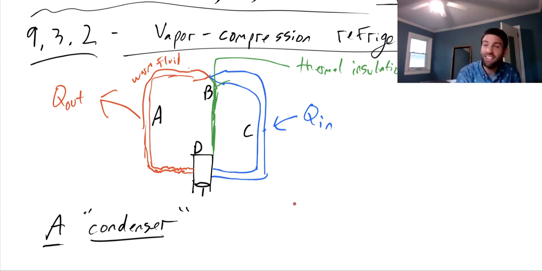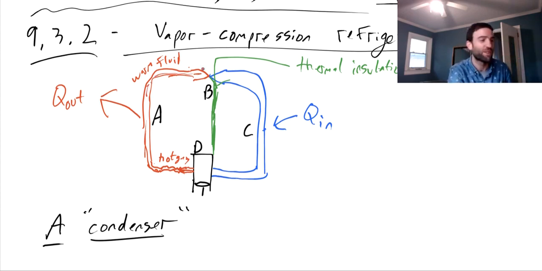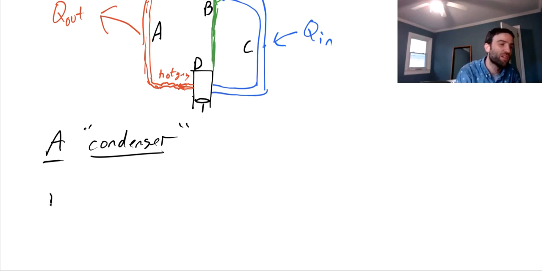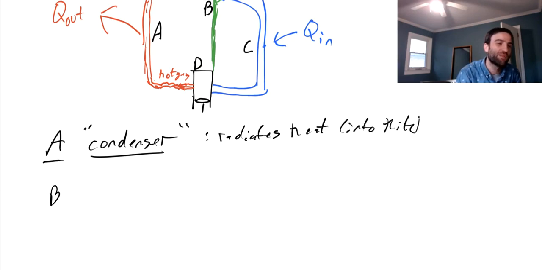And as the gas in these coils is cooling down, it's condensing into a liquid phase. So over here we have hot gas entering the condenser and radiating heat away and then cooling down until it becomes a fluid by the time it gets to the end of the condenser part of the cycle. Okay, so the condenser radiates heat into the kitchen, condenses hot gas into warm fluid.